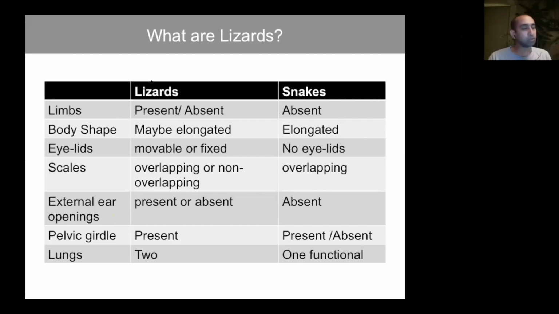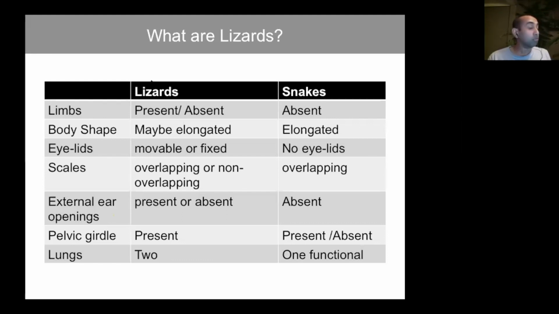So snakes, of course, do not have limbs at all, except for pythons and certain other snakes that have tiny limb buds, but the snakes do not have any highly visible limbs at all. Right? If you look at the body shape, lizards could have elongated bodies or maybe stout or squat bodies, but snakes will always have elongated bodies. And if you look at the eyelids, lizards have either movable or fixed eyelids, but snakes have no eyelids at all.